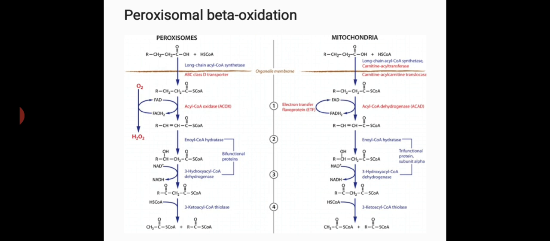Peroxisomal beta oxidation does not degrade fatty acids completely but acts as a chain shortening system, catalyzing only a limited number of beta oxidation cycles. Therefore, the majority of long fatty acids, that is those having more than 20 carbons, are metabolized by beta oxidation first in the peroxisomes and then in mitochondria.